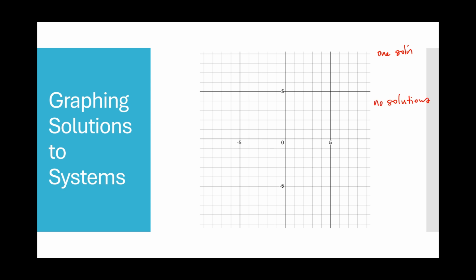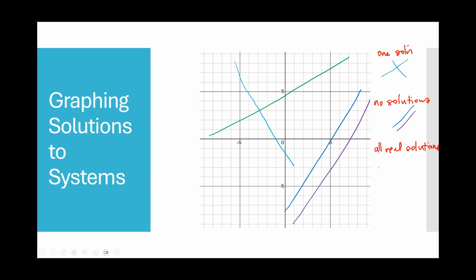However, you remember that we could have had one solution, we could have had no solutions, or we could have had all real solutions. So one solution we already saw. One solution is where we have two lines that cross in one place. In no solutions, these two lines never cross. There's no one point that's a solution for both of these equations. They have identical slopes. They are parallel lines.